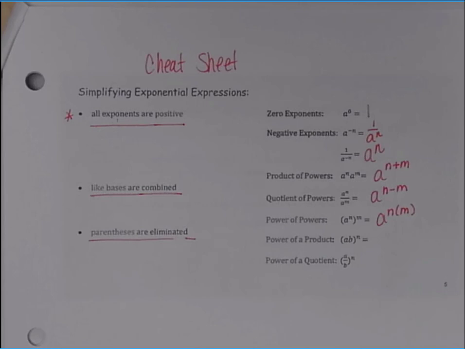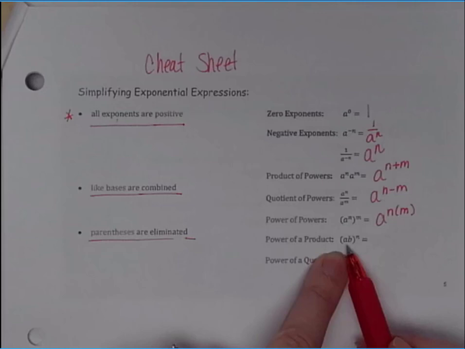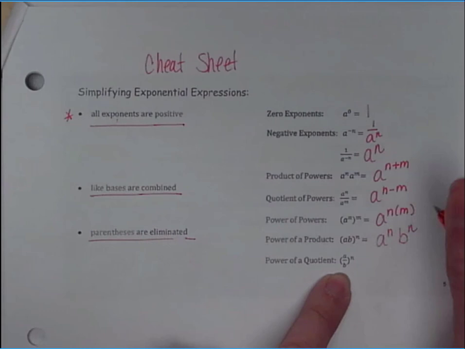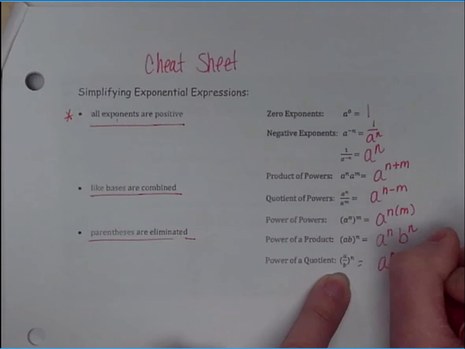All right, let's go back to our cheat sheet here and finish up how we can eliminate parentheses. So if I have the quantity (ab) to the nth power, that's a to the n, b to the n. And if I have the quantity a divided by b to the nth power, that's a to the nth over b to the nth.